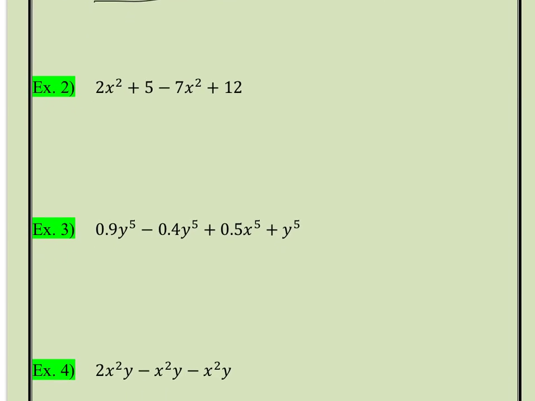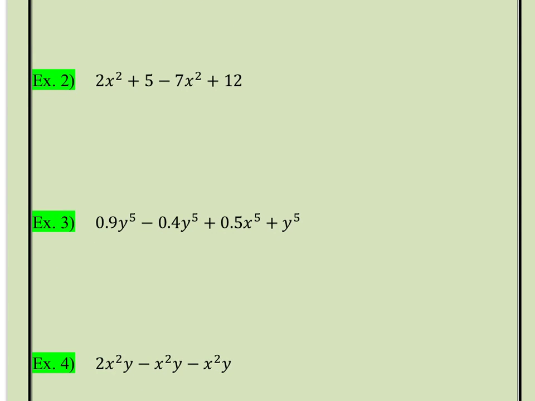So look at example 2. Let's determine what's a like term. So we're going to start with 2x squared. You're going to look at the polynomial and determine which other terms also have a 2x squared. This term here has an x squared. It doesn't have to have a 2, it just has to have an x raised to the second power. So those are like terms.